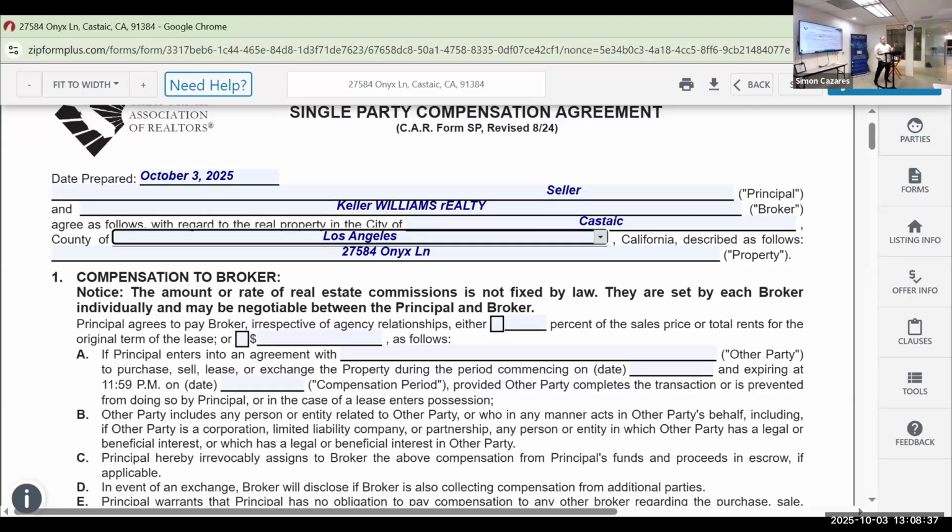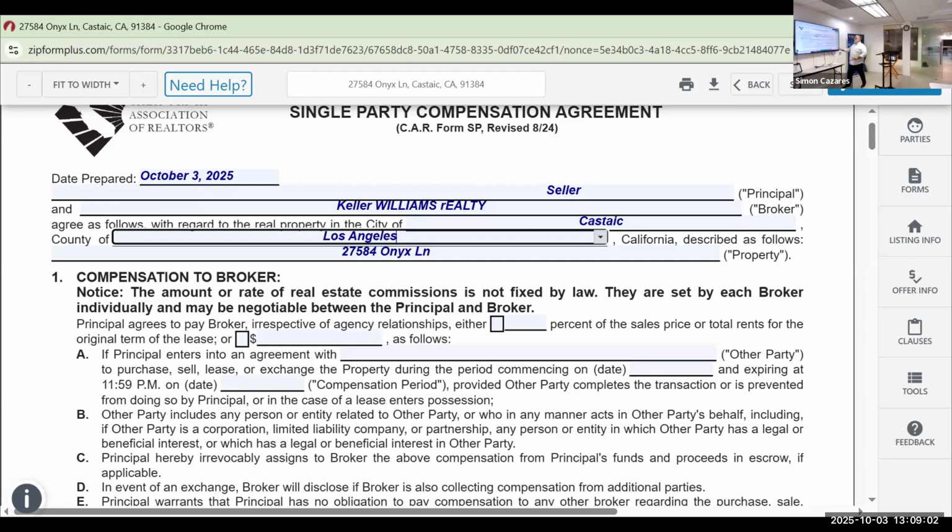You're still going to do a purchase agreement, an RPA, right? But this just gives you an avenue of why it's called a single party compensation agreement when there is no listing agent involved or no listing agreement involved, right? You have a seller, you have a buyer, you have a property.